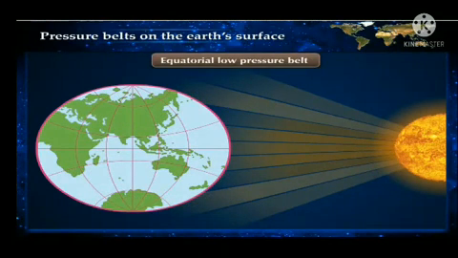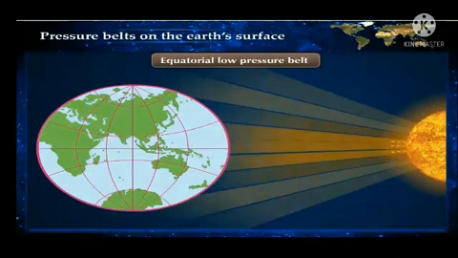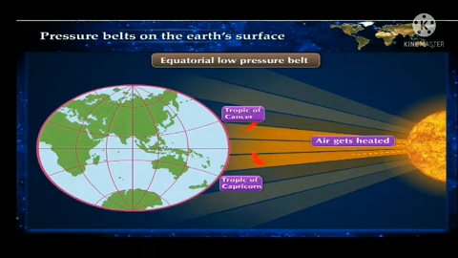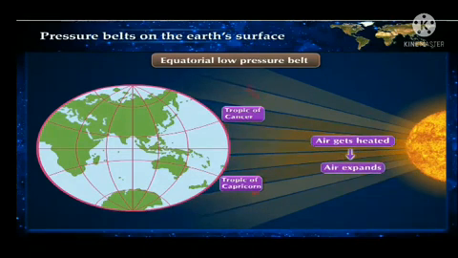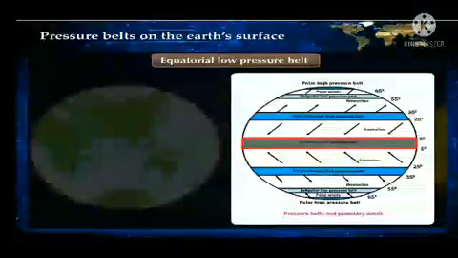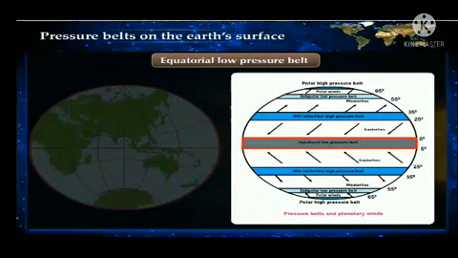Equatorial low pressure belt. The sun rays can be perpendicular between the Tropic of Cancer and the Tropic of Capricorn. So, the temperature is higher in this region. Hence, the air in this region gets heated, expands, becomes lighter and moves towards the sky. As this process operates continuously, a low pressure belt gets formed in the central part of this region between the parallels 5 degree north and 5 degree south.